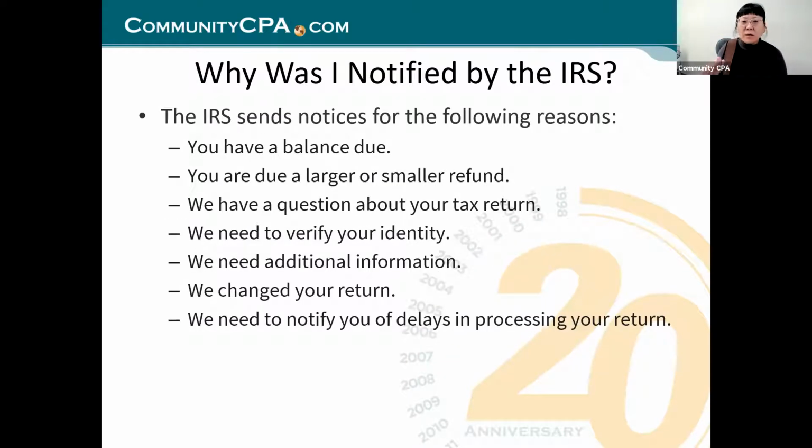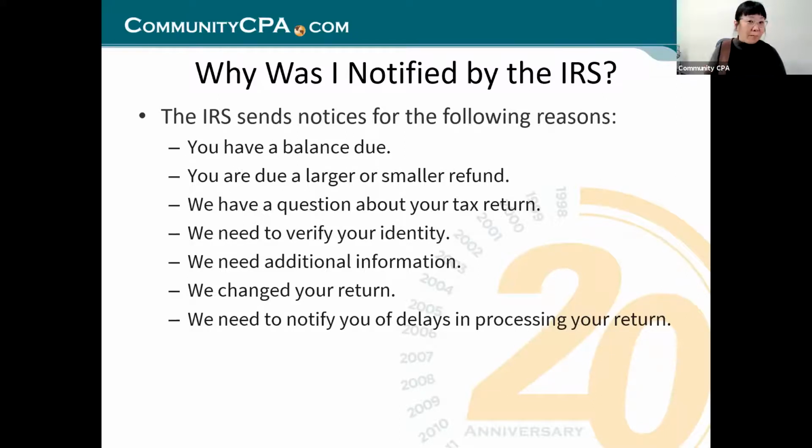So now, why would you be notified by the IRS? You know, people get notices for a reason, right? You don't just get a notice because the IRS misses you, right? So you did something to the IRS, and that's why they give you a notice. So these are the most common reasons for notices.